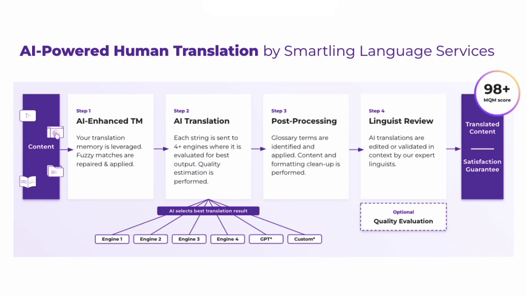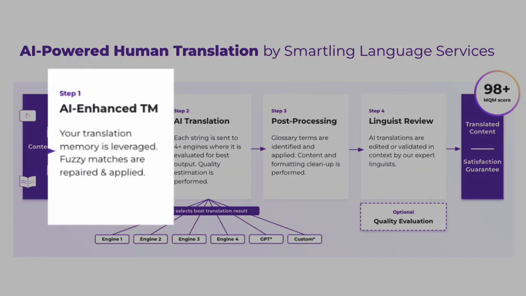Instead of relying only on machine translation, this workflow harnesses the power of AI to generate the best possible first translation. Not only is your translation memory leveraged, but the available matches are also automatically repaired, which means that the pre-existing translations from your TM are optimized and adapted to the new source text.